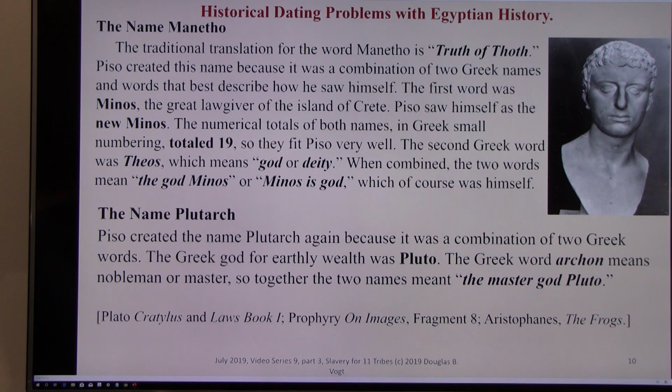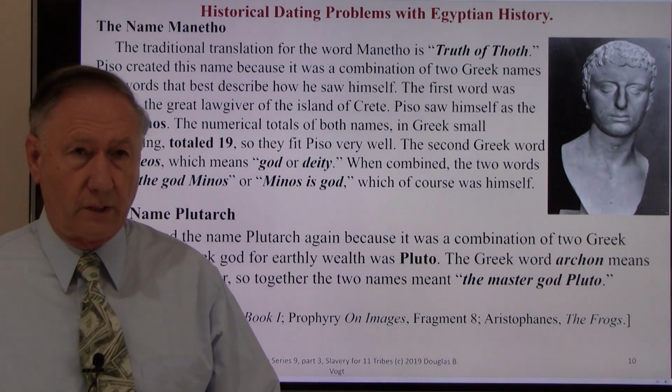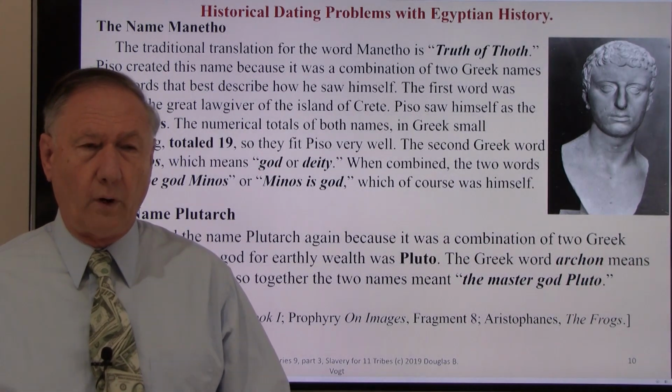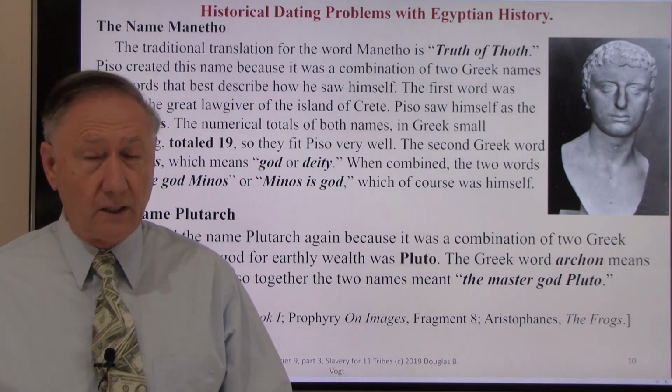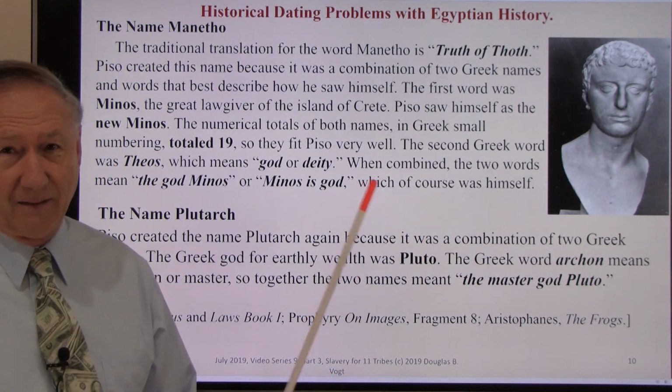Piso created his name because it was a combination of two Greek names and words that best describe how he saw himself. It was always about himself. The first was Minos, the great lawgiver of the island of Crete. Piso saw himself as the new Minos. If you remember in one of the books in the New Testament, it says, "This report that all Cretans are liars, this report is true." They're joking about daddy.